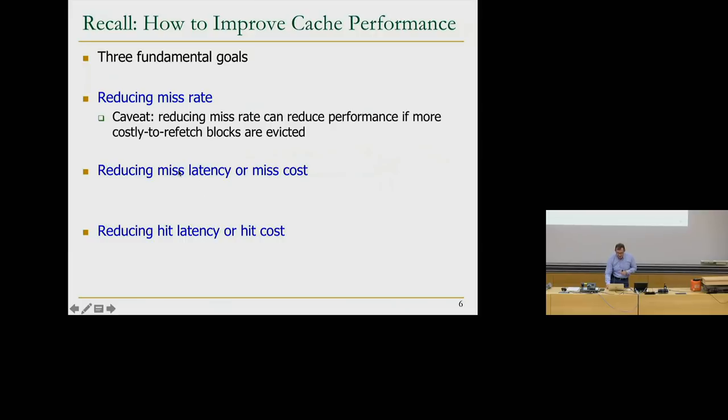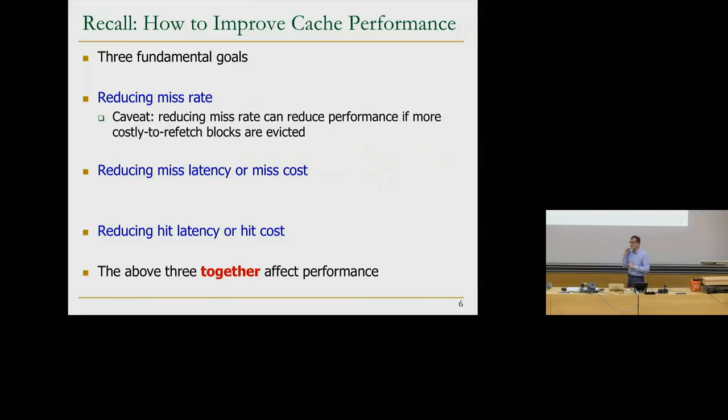Okay, so reducing miss latency or miss cost, that's important. I gave you an example of this. Some misses are more costly than others. And reducing hit latency or hit cost is also important, right? Because whenever you hit in the cache, you don't want to wait 100 cycles for the cache to give you the answer, yes, I have the block, or I don't have the block, right? You want the cache to give you the answer very quickly, one cycle ideally, especially if the cache is in your processor, if it's an L1 cache.